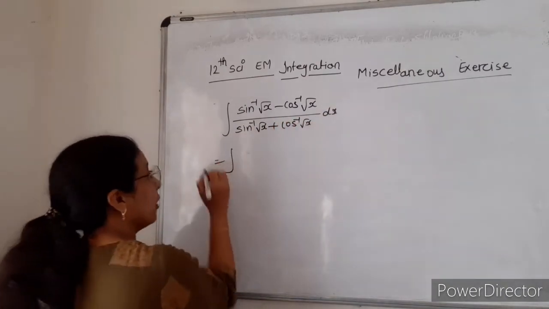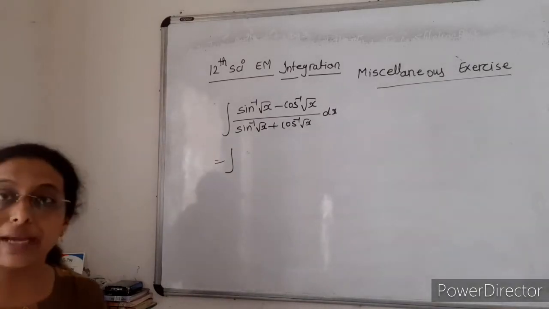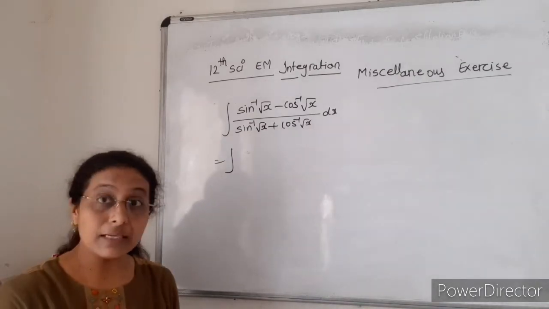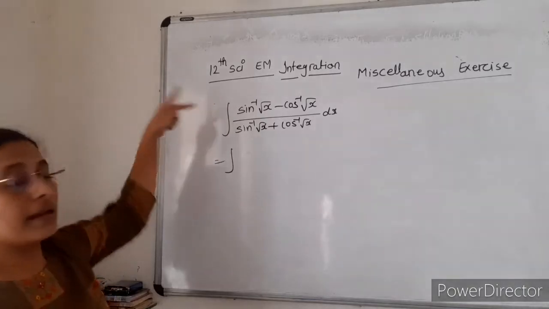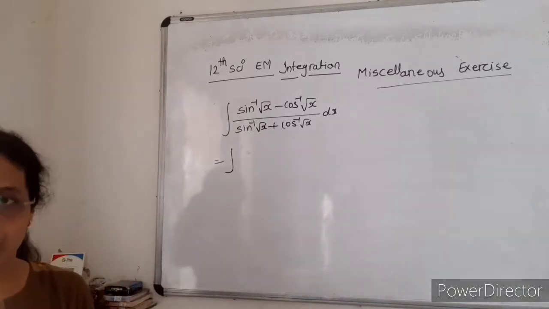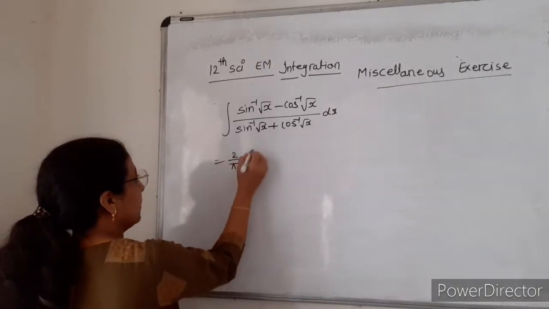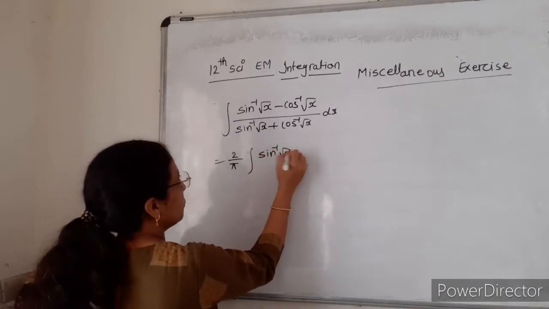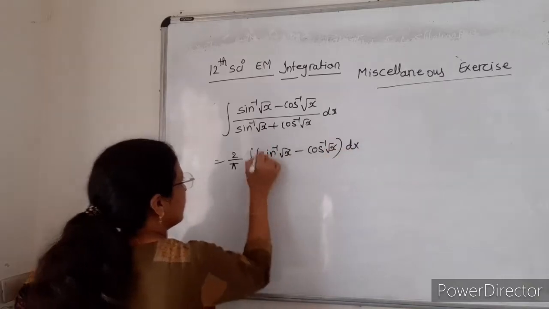So first of all, you know that sine inverse root x plus cos inverse root x is pi by 2, according to the second chapter, inverse trigonometry, right? So this has become pi by 2, and if you take it outside, 1 upon pi by 2, you will take it 2 upon pi. So I will take here 2 upon pi, integration of (sine inverse root x minus cos inverse root x) dx.